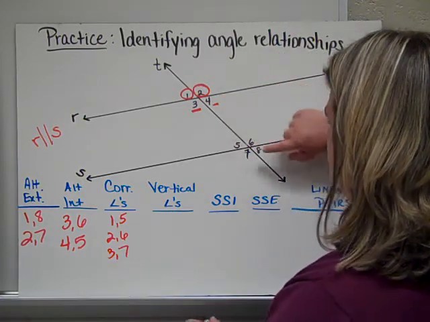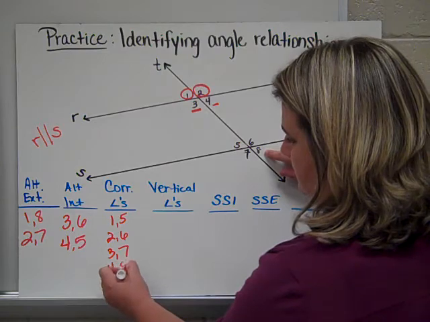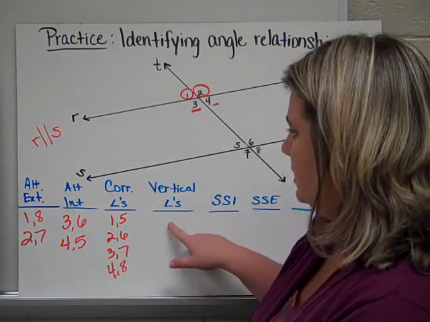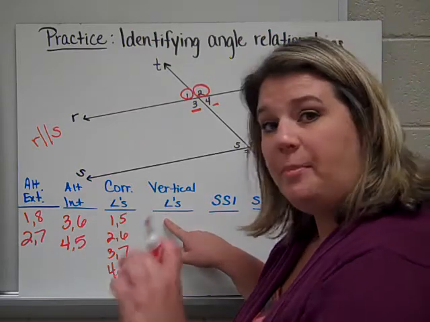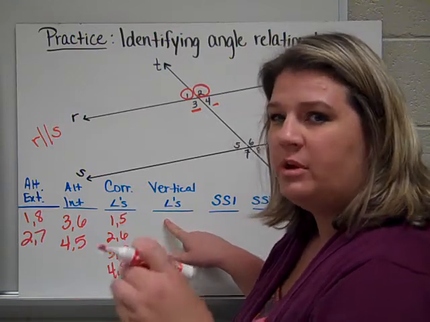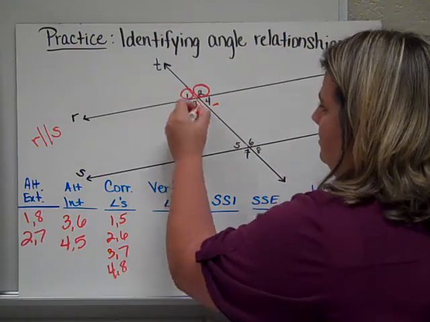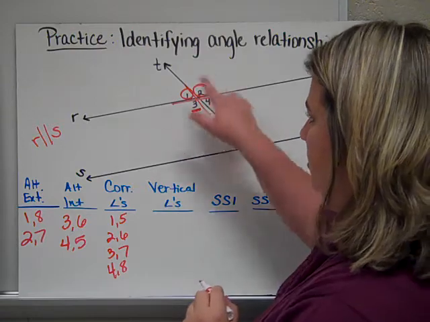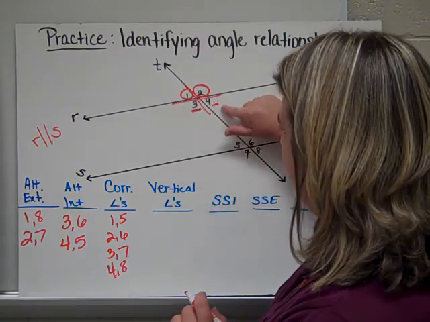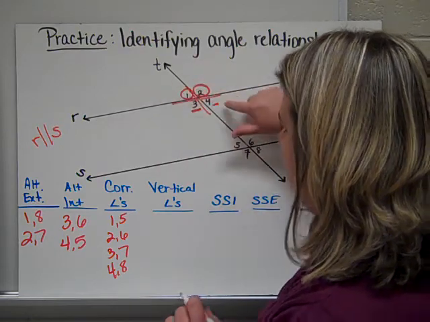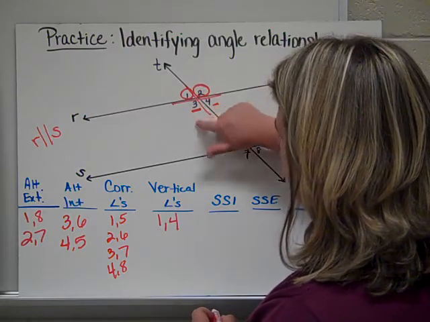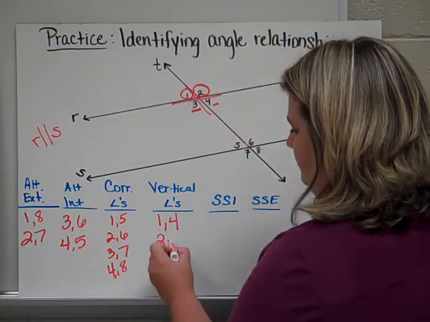And 4 would correspond to angle 8. Okay? Now remember, vertical angles talk about when they sit opposite of each other, when I have 2 intersecting lines. Not necessarily the parallel, but when I just have 2. So we're talking about this particular set of a figure. So angle 1, 4 would be opposite of angle 1. And 2, 3 would be opposite of angle 2.